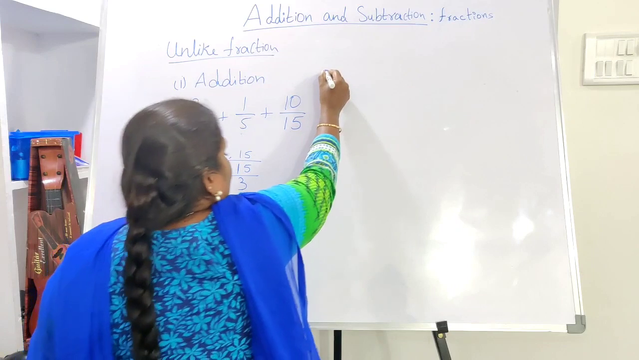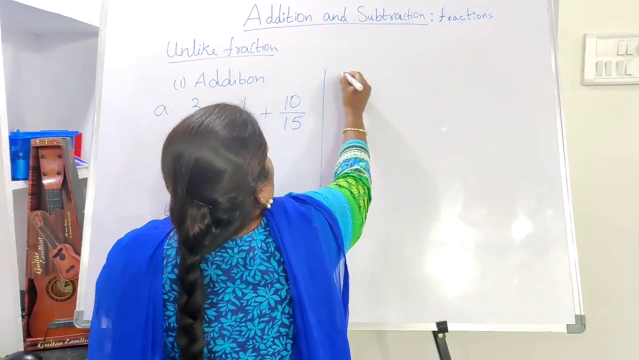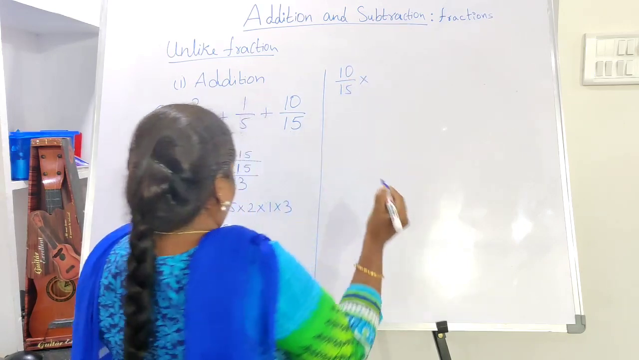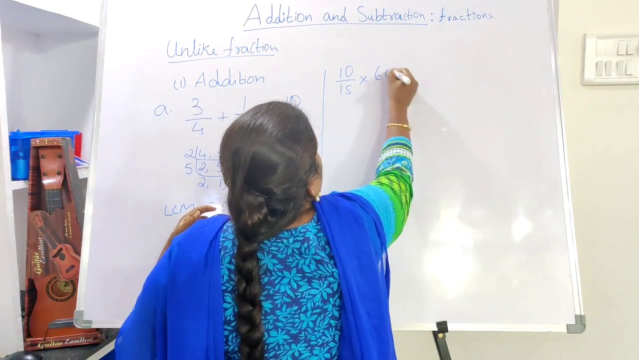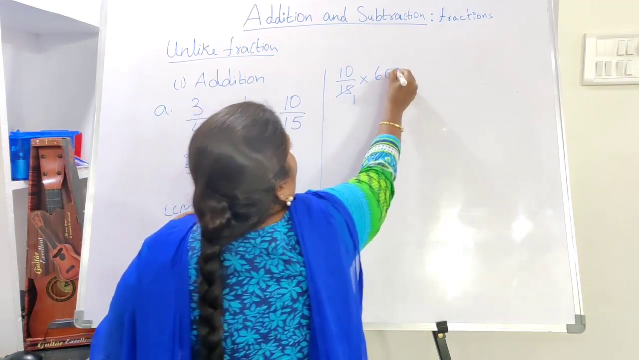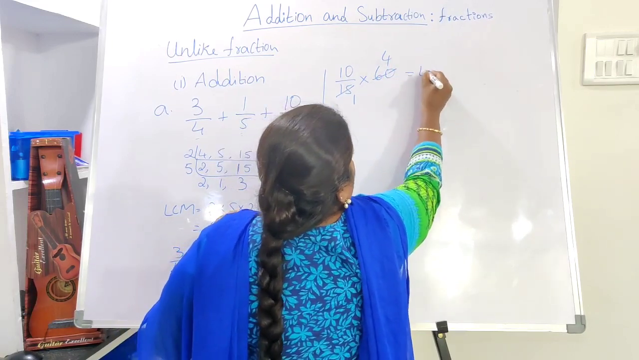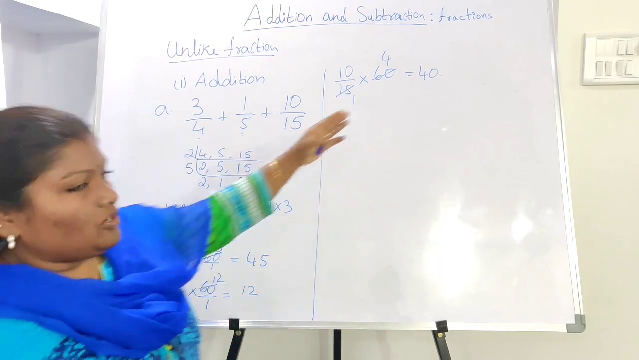Now next, take the last one, the third fraction, 10 by 15, into the LCM, that is nothing but 60. 15 ones are 15, 15 4s are 60. Now 4 tens is 40. So now we have found out the 3 values of it.